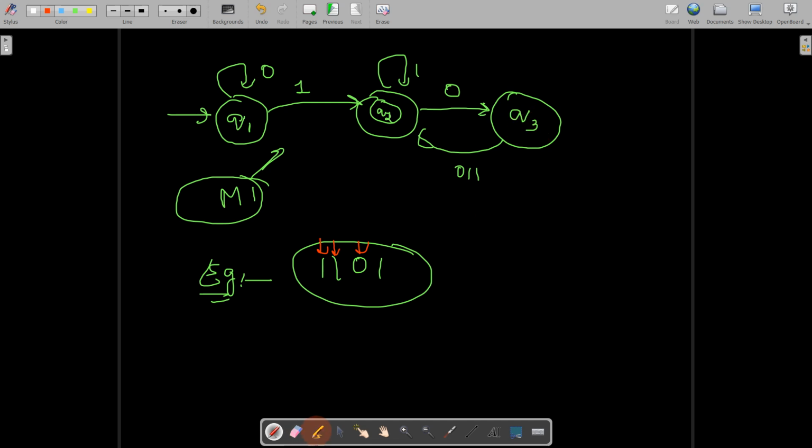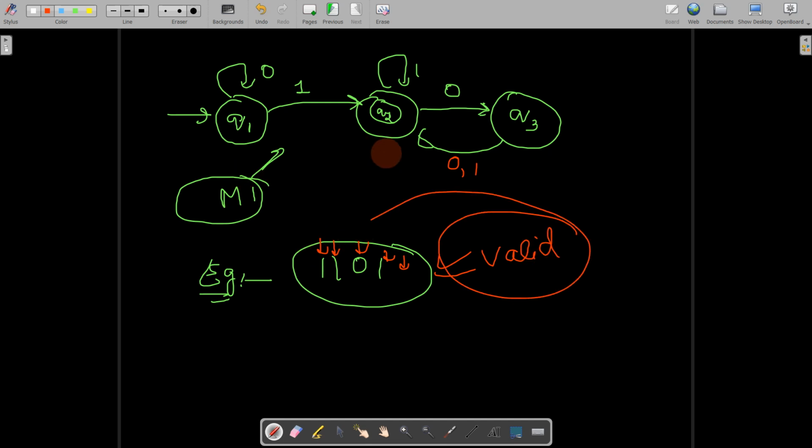We have seen a 1, a 1, a 0, right? At state Q3, when it saw the next input 1, it went to Q2. Now reading the input has finished, and we have ended at the final state Q2. That means this is a valid string that has been given as input to this machine.